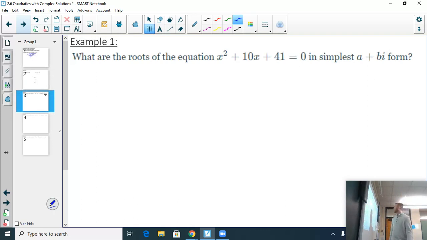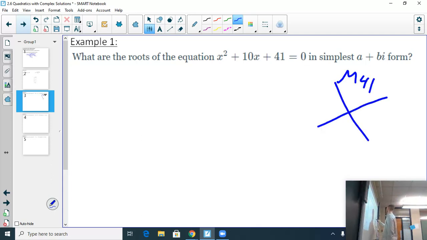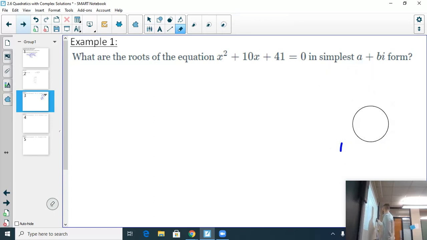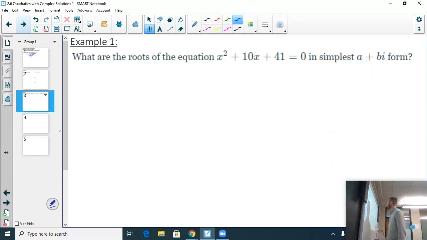So what are the roots of the equation x squared plus 10x plus 41 equals 0? Well, when I hear roots, I'm basically thinking solutions, x-intercepts, right? So your first instinct with these might be to factor, but I just know in this section we're not going to. If you tried to find multiples of 41 that add to 10 to factor this, you just couldn't do it. So what we have to do is use the quadratic formula.